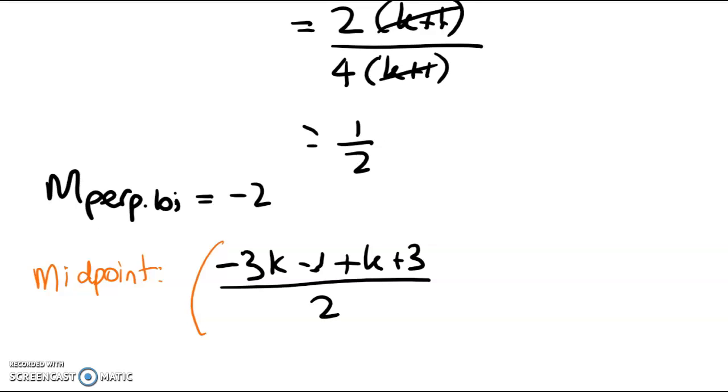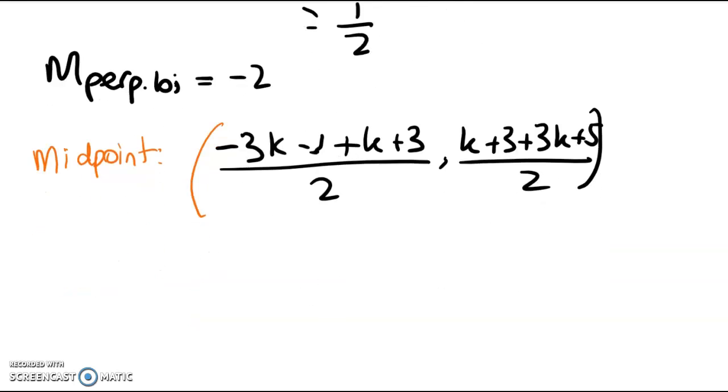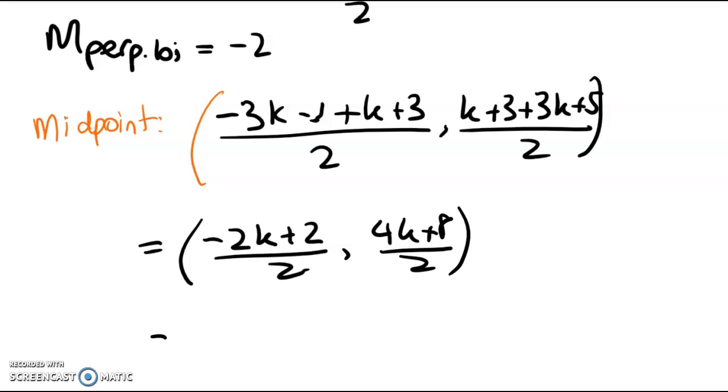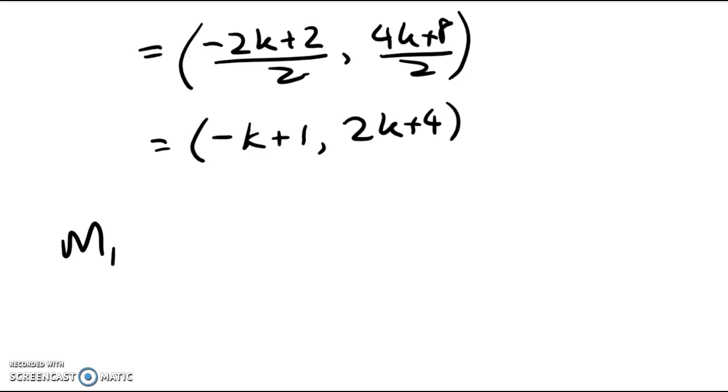So there's the halfway point for the x coordinates, and we do the same thing here. So (k + 3 + 3k + 5) over 2. Right, I strongly recommend that you actually do this written out instead of trying to do it in your head, because you're likely to muck it up under pressure. So we've got (-2k + 2) over 2, and then (4k + 8) over 2, giving me (-k + 1, 2k + 4). And we know that the gradient is -2.